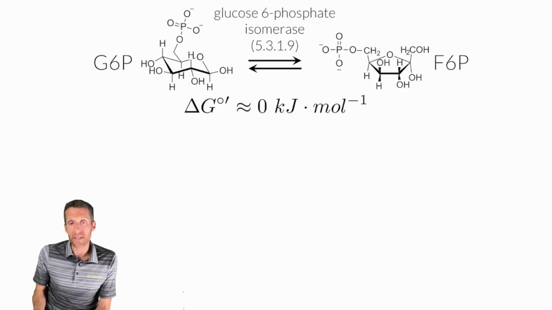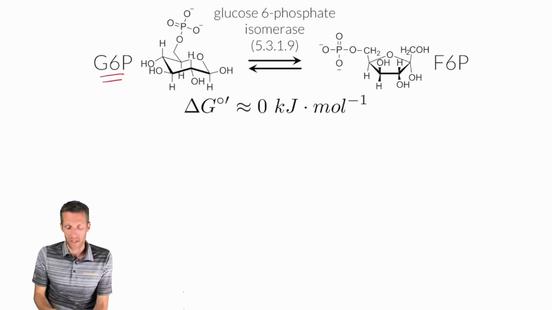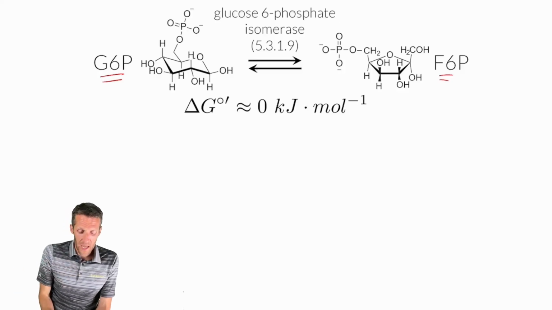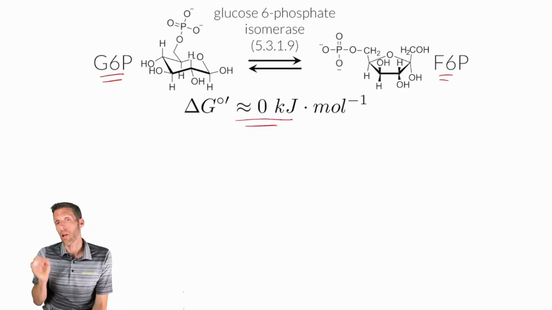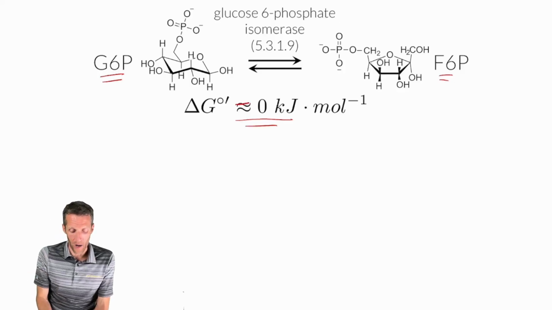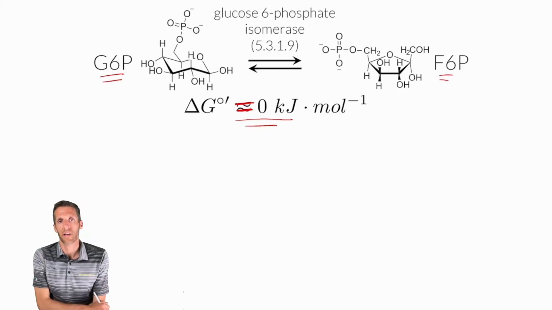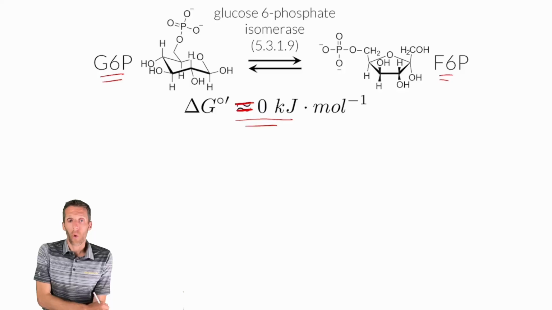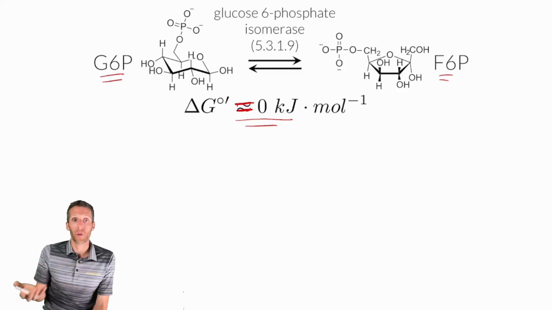And so let's think about a real biological reaction here. So this is glucose 6-phosphate going to fructose 6-phosphate. This is a reaction in the pathway glycolysis. It has a delta G naught prime that's very close to 0. And in fact, we're going to approximate this for the rest of this exercise as 0. What that means is there's no intrinsic favorability one way or the other for G6P or F6P, that at equilibrium, we will see an equal amount of G6P and F6P.